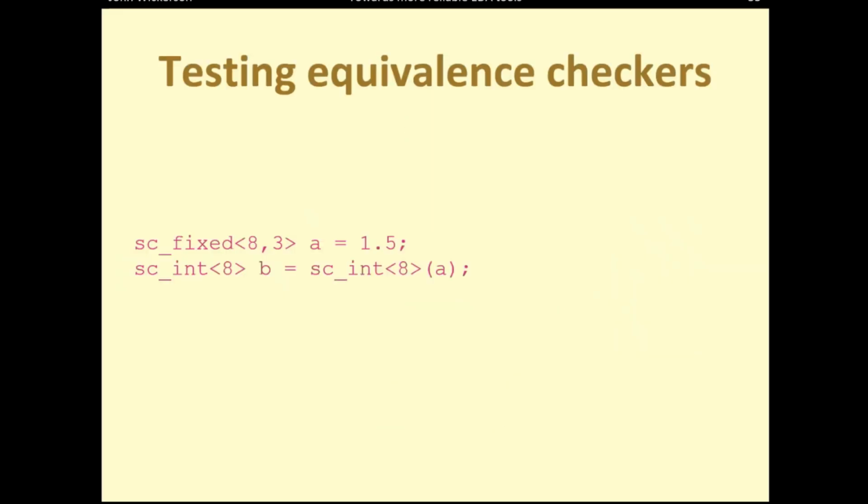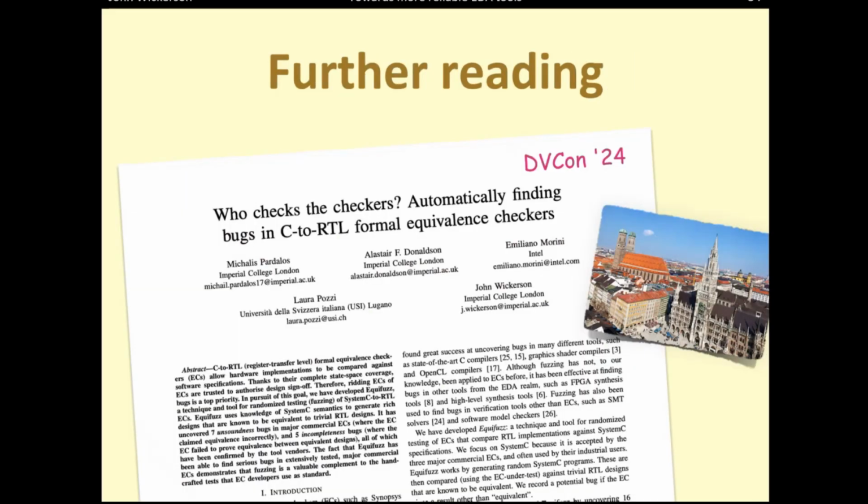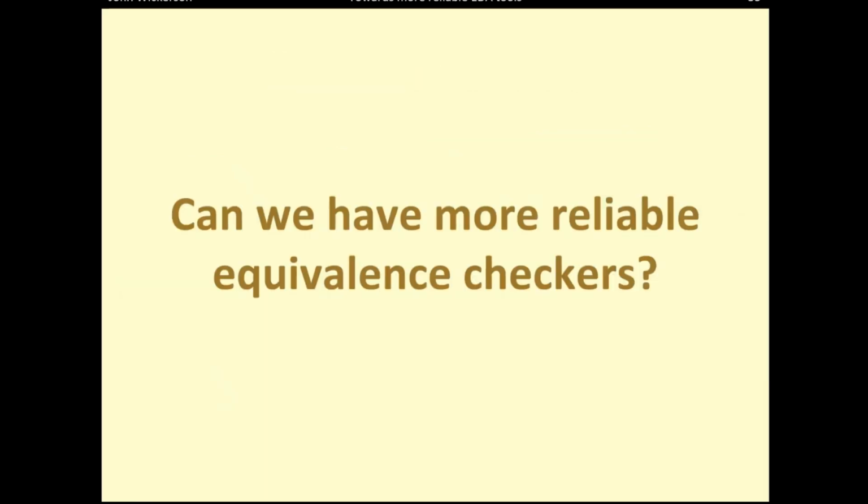Here's a real bug that we found. I think I won't go into it in full, but one of the values should be that, but the equivalence checker thought it was that. We wrote a paper about it with all the details, and it was presented at DVCon last year.